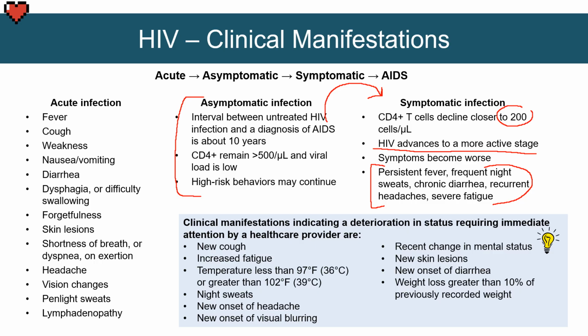On this slide, I want you to remember some signs and symptoms that indicate deterioration in status, which warrants immediate attention by a doctor. If the patient presents with any of these: a new cough, increased fatigue, temperature higher than 102, night sweats, new headache, new visual blurring, recent change in mental status, new onset diarrhea, weight loss greater than 10% of previously recorded weight, or new skin lesions, all of these things require immediate attention.